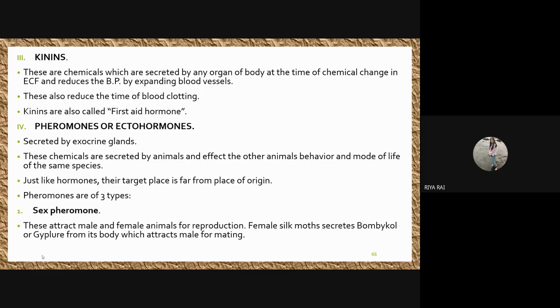And pheromones are generally of three types, that is, sex pheromone, aggregation pheromone, and alarm pheromone. Sex pheromone attracts the male and the female animal for reproduction. The female silk moth secretes bombykol from its body, which attracts the male for mating.